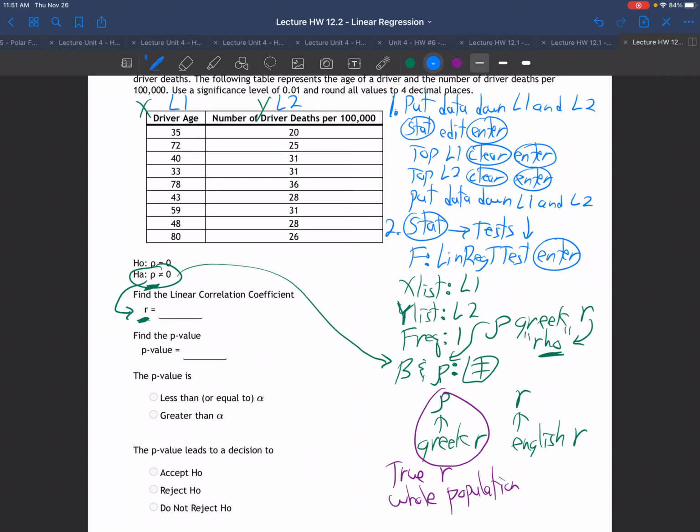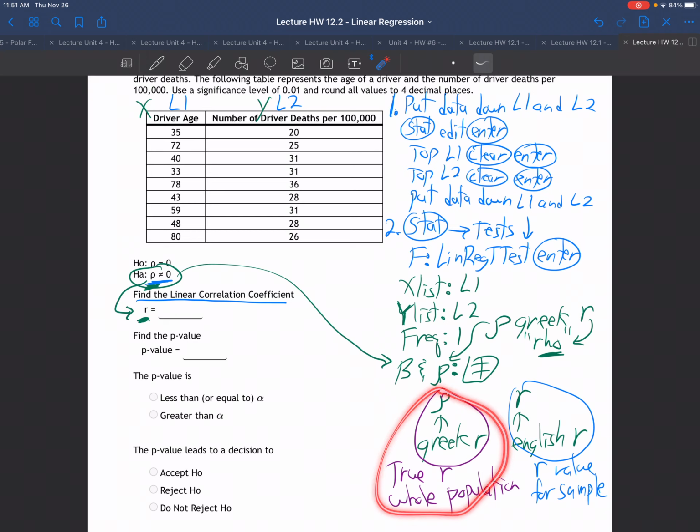And then over here, whenever we do English, it's the R value for the sample. R is the linear correlation coefficient, and so is rho. Rho is just the Greek version. If you missed it, let me make it clear now: all through the course of statistics, whenever we have Greek letters, it's always the true value for the whole population. English letters are for the sample.